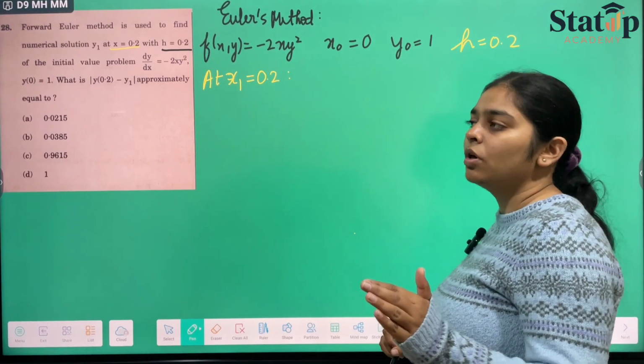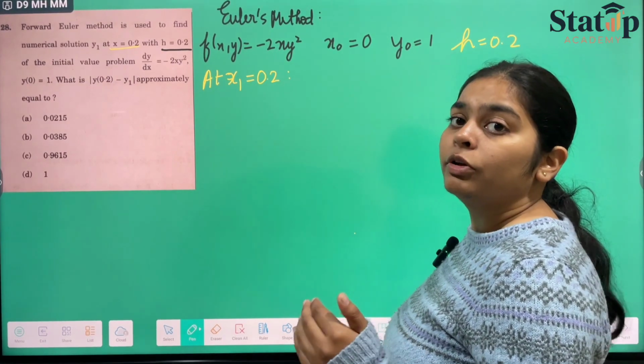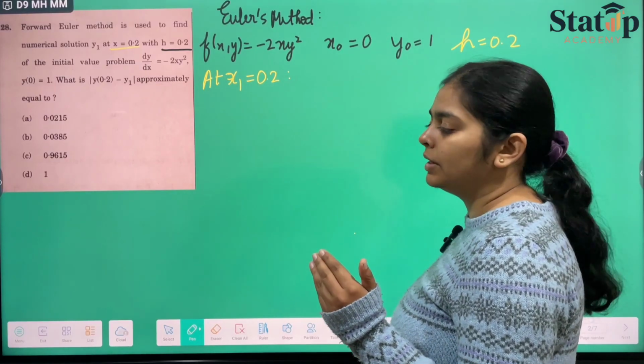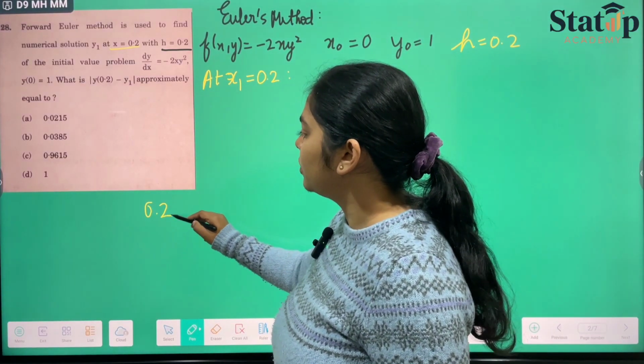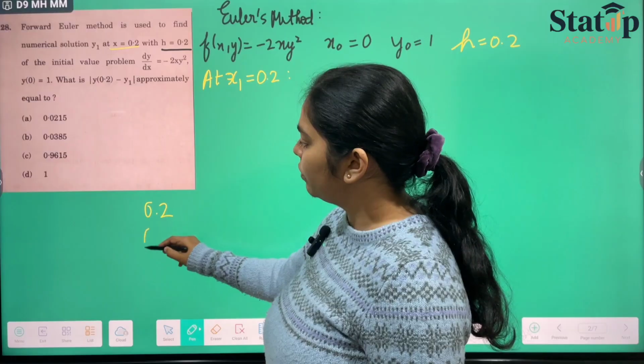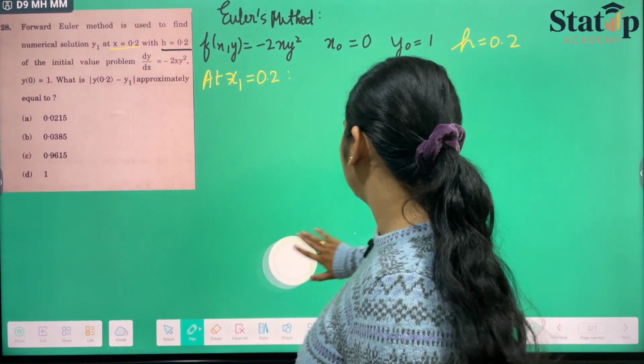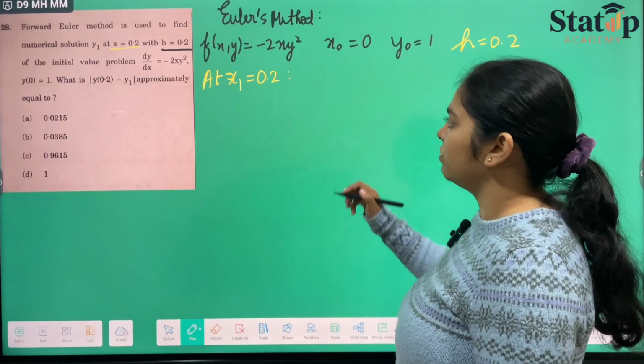We don't have to go further. If x would have been 0.4, then we would have taken 0.2 as the first step, then 0.2 plus 0.2 will be 0.4. So it would have finished in two steps. That we don't have to do here. It will be finished in one only.